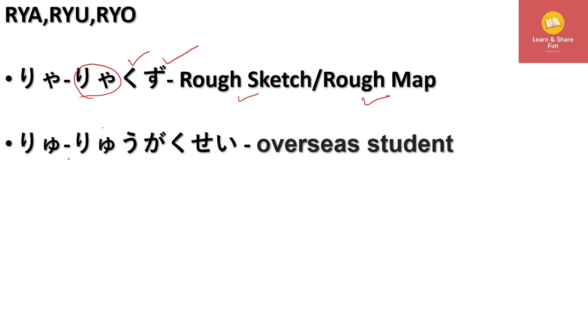Next, ryu. A word with ryu is ryugakusei. So, the pronunciation becomes ryugakusei. Ryugakusei means foreign student.